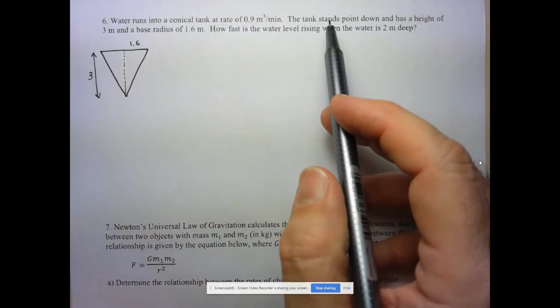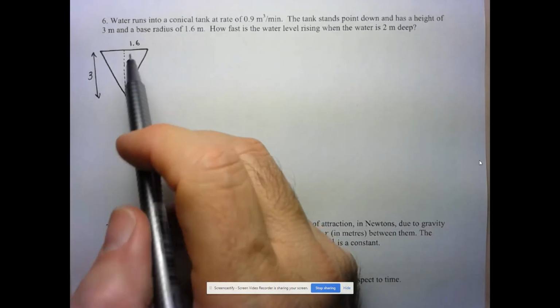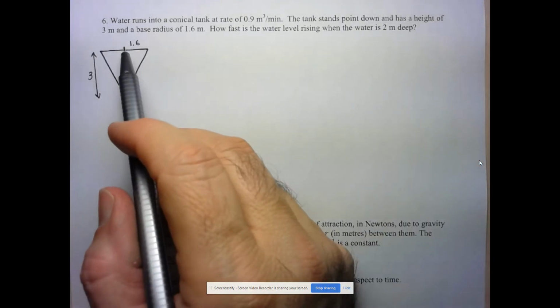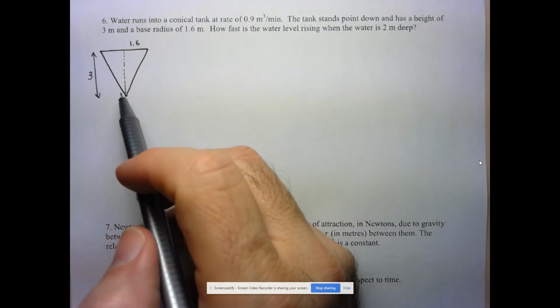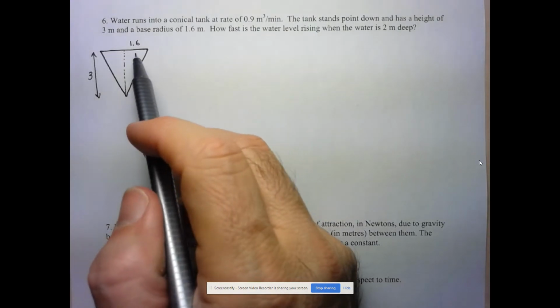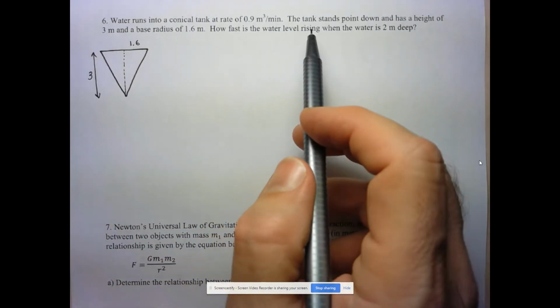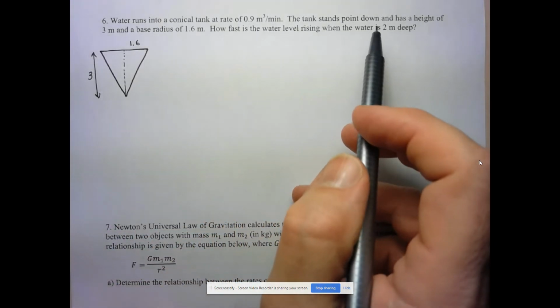It tells us that it stands point down, so upside down, and has a height of 3 meters and a base radius. So you think of the base as, well, opposite to the tip. Here, base radius of 1.6 meters. And they want to know how fast is the water level rising when the water is 2 meters deep.